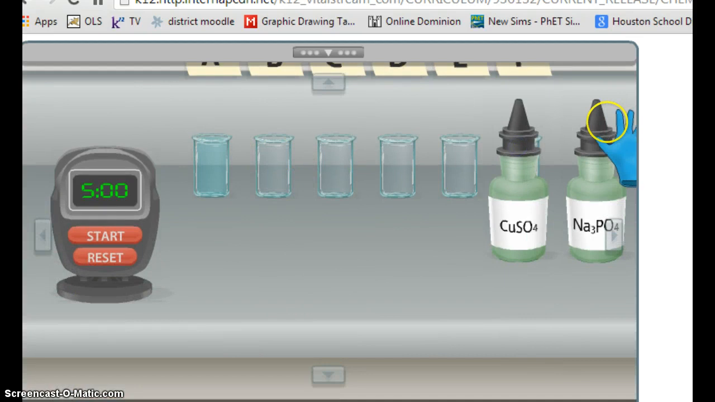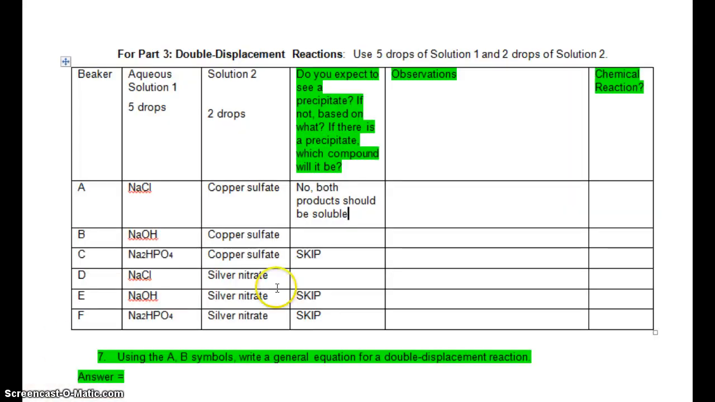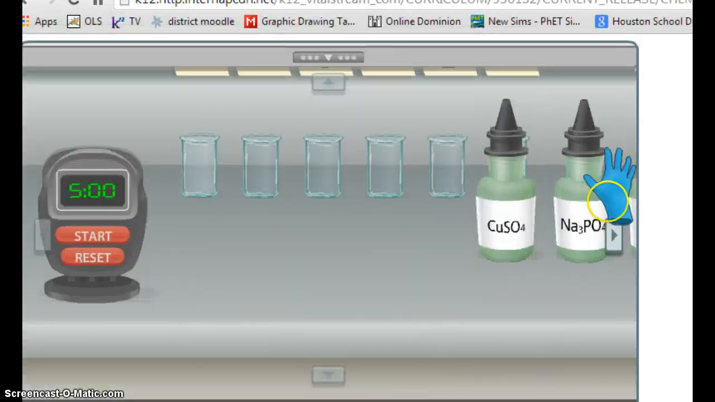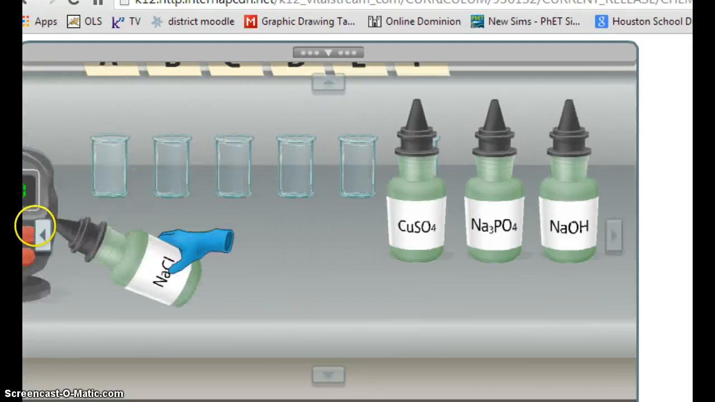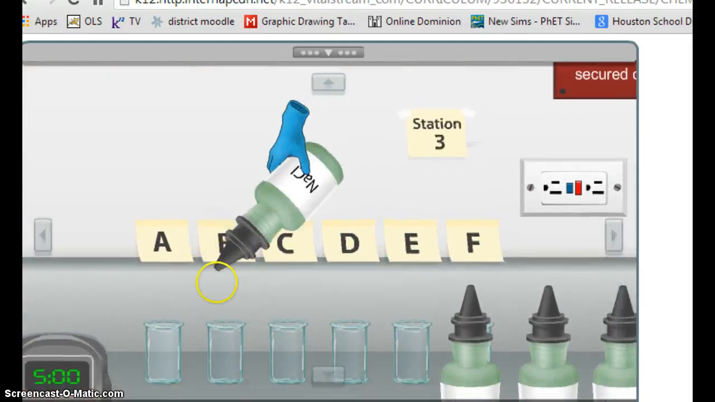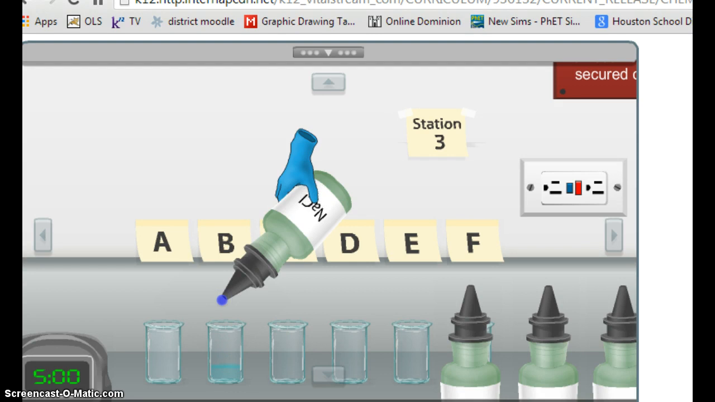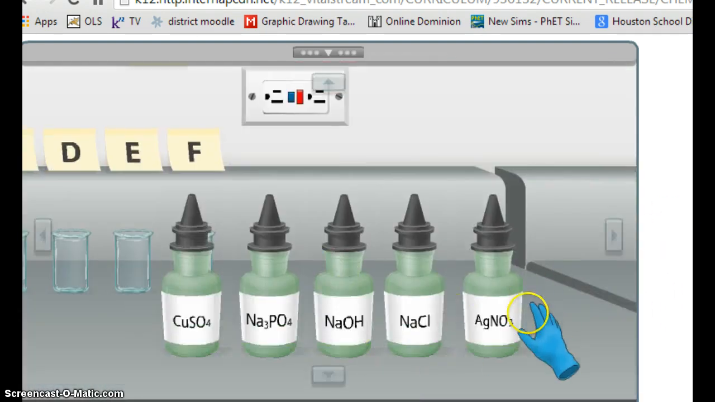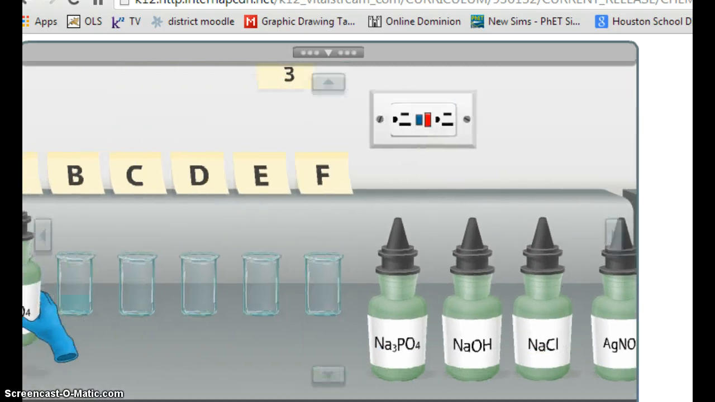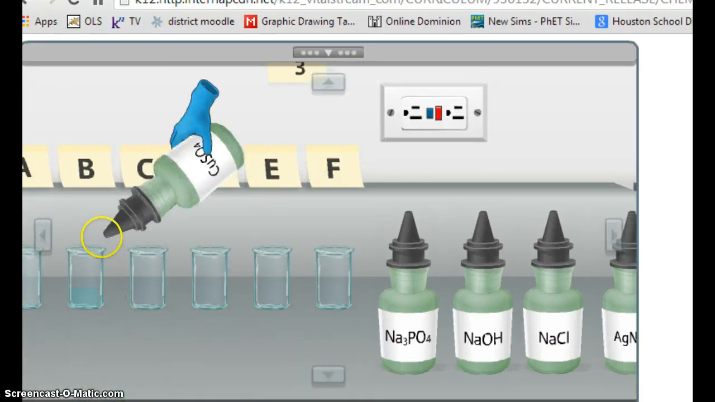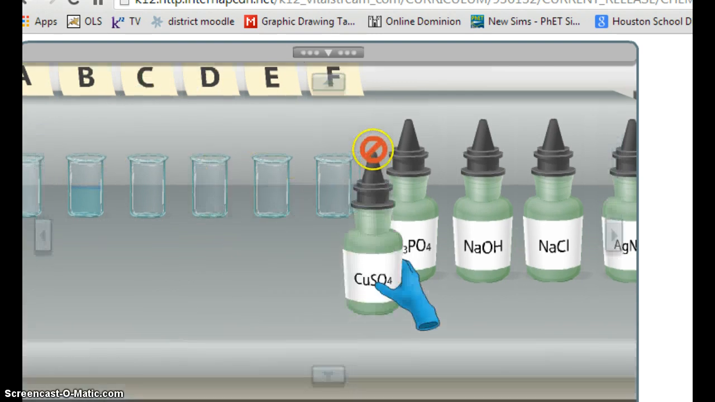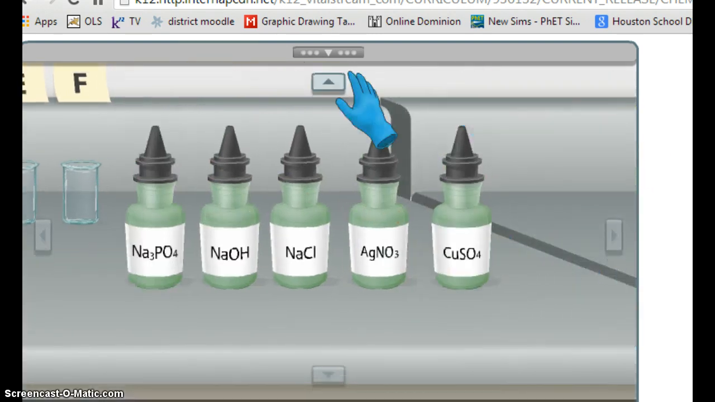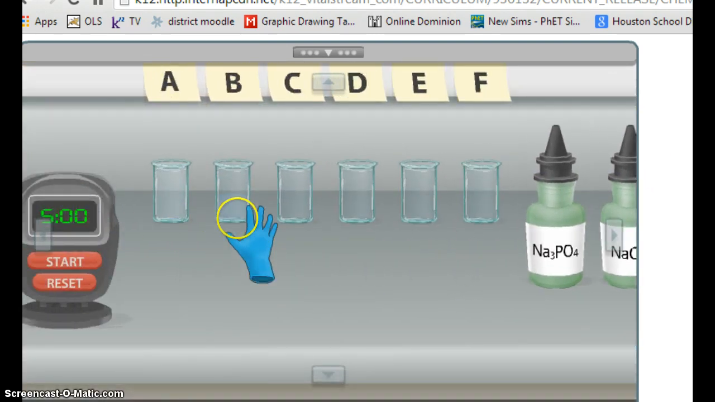Uh-oh, I did something wrong, didn't I? I better reread my directions. Let's see. Ooh, 5 drops of solution 1 and 2 drops of solution 2. Oops. Let's try that again. All right. Now I could say I did that on purpose to remind us to read directions, but I didn't. I was just thinking I knew it. So 1, 2, 3, 4, 5, and 2 drops of copper sulfate. Now, obviously, in an online lab, it doesn't matter that I screwed up, but in real life, you have to be very, very careful of chemical reactions because you could create something poisonous or not good at all.